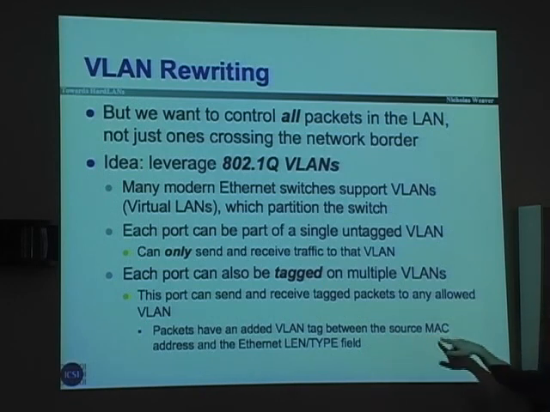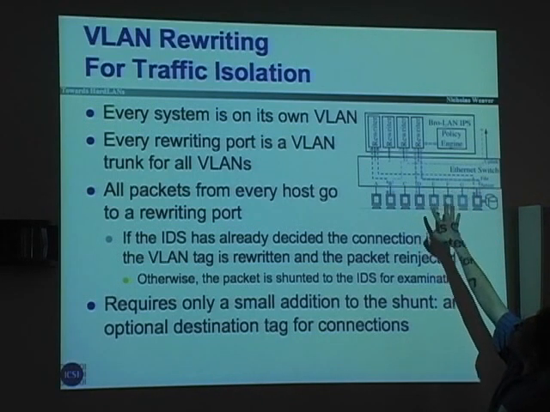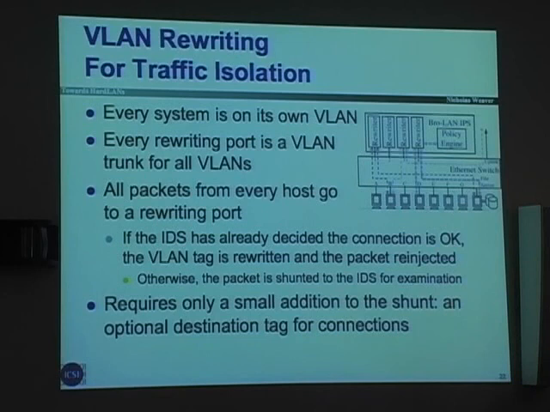And you have this added VLAN tag between the source MAC address and the Ethernet length type field. And your Ethernet packets are actually allowed to be slightly larger when you have this tag. Note that the Linux kernel doesn't respect this. Bring in the spec. Sorry, kernel bug that bit me the other day. This gives us the ability to do traffic isolation. What you do is you have every system on its own virtual area network, and then you have your IDS and ports on trunks for all VLANs.